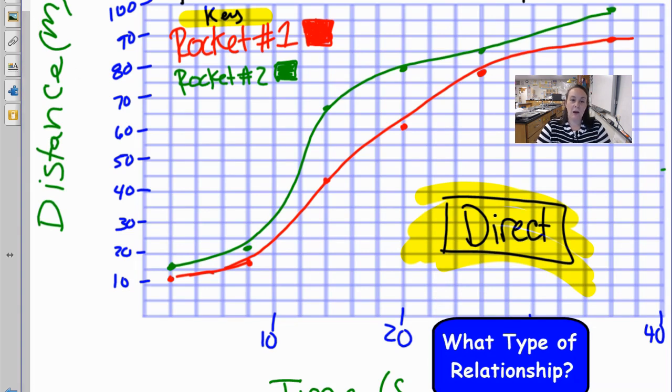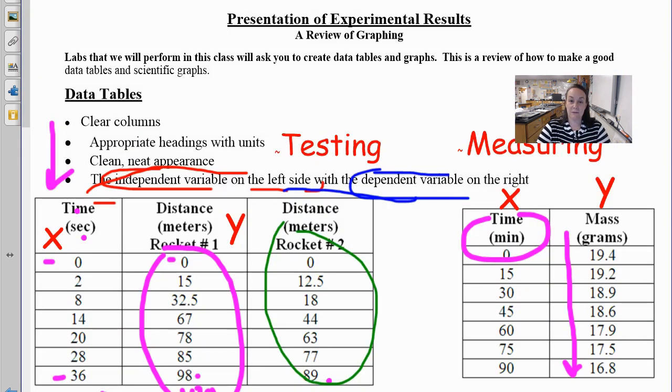So hopefully you're feeling good with that. What you want to do to practice the rest of this worksheet is graph the second data table. Be very careful. Note that the mass goes down, so you might not have a direct relationship. So take some time as you practice this week and graph that second data table.